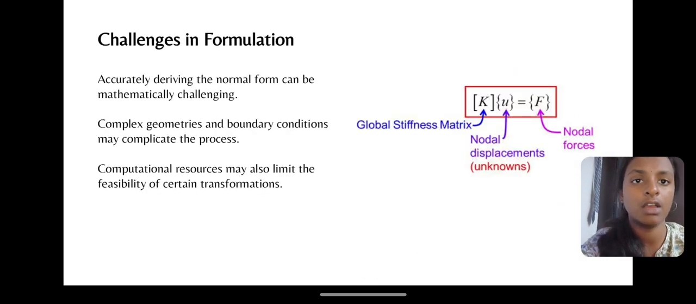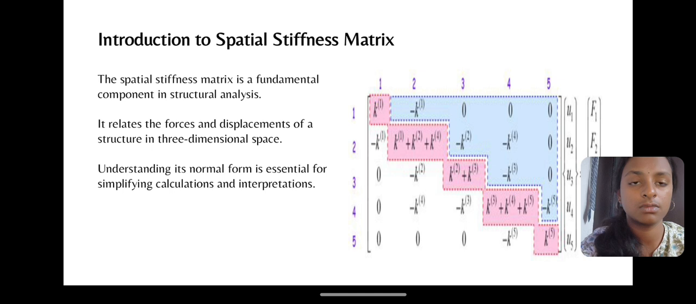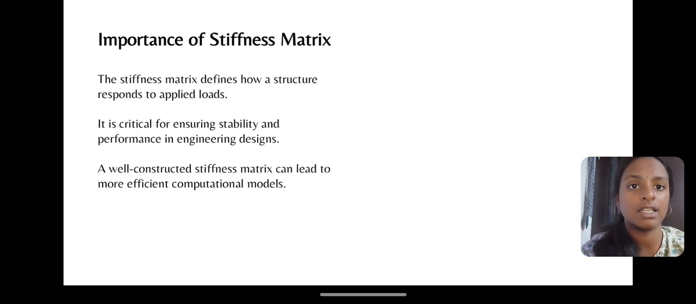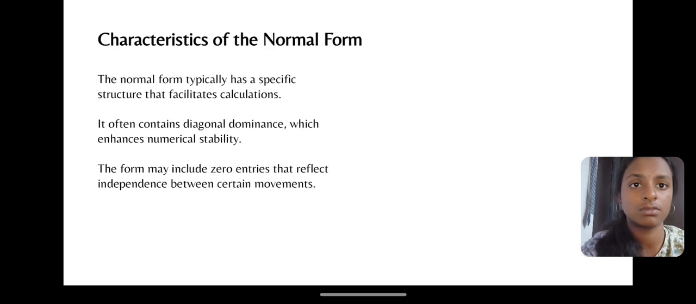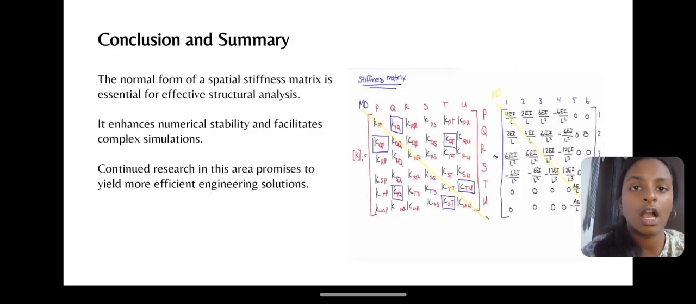This is the summary of spatial matrix. Spatial matrix is a fundamental component in structural analysis. To conclude, this spatial matrix has a lot of uses in the engineering world, and scientists are still researching this area, as it promises to yield more efficient engineering solutions.